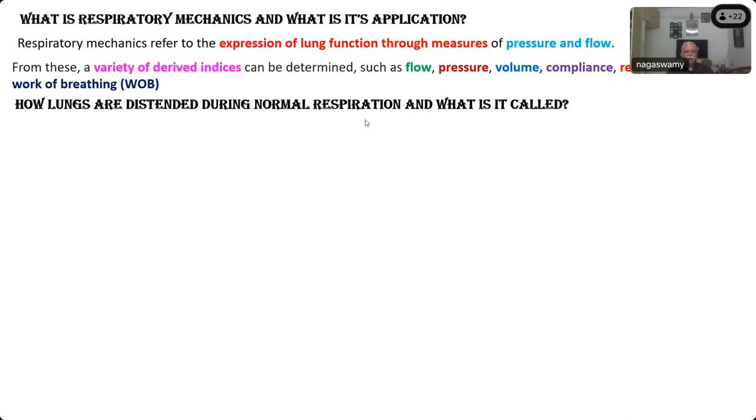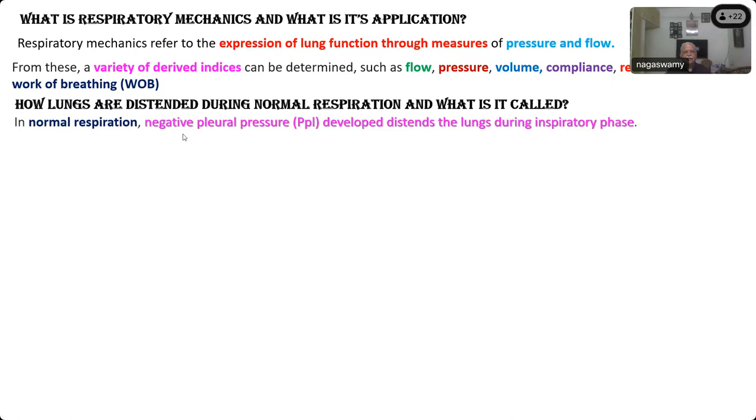So how are lungs distended during normal respiration, and what is it called? Inspiration. So in normal respiration, a negative pleural pressure develops which distends the lungs in the inspiratory phase. Okay. So the creation of negative pleural pressure is very, very important, because unless you know this normal mechanism by which the alveoli are allowed to distend, when you do mechanical ventilation of a patient, what are we converting this into? We are converting the negative pressure into totally positive pressure, both during inspiration and expiration. Okay, that is a major change that we make. That is why I have put here, in normal respiration, negative pleural pressure develops and distends the lungs during the inspiratory phase.